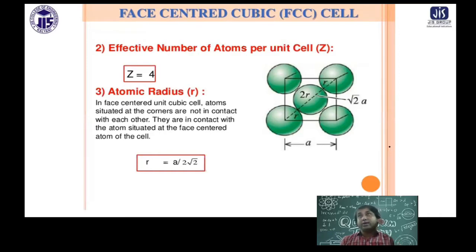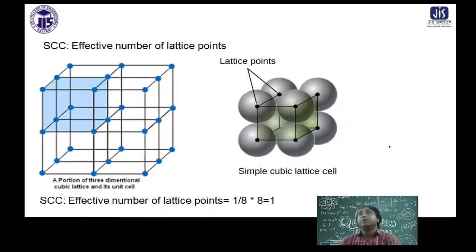I have shown you the calculation. The atomic packing fraction is 74%, and the coordination number is 12. Okay, this is how coordination number and effective number of lattice points are calculated.